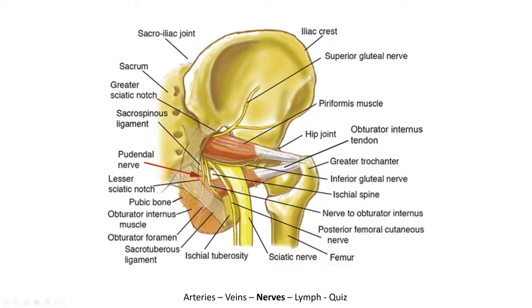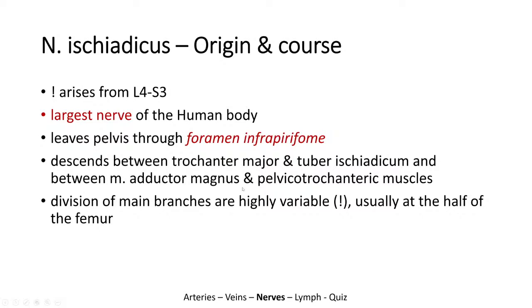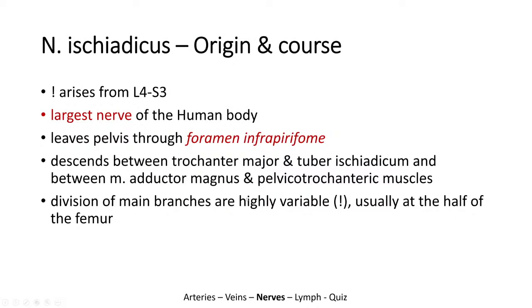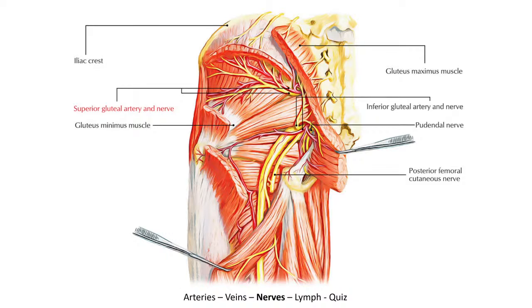So the sciatic nerve, level L4 to S3, is also important to know, and it will descend between trochanter major and tuber ischiadicum, and between musculus adductor magnus and the pelvicotrochanteric group. So trochanter major on this side, tuber ischiadicum on this side, then the pelvicotrochanteric group anteriorly, and behind it you will have the musculus adductor magnus. Now, it has two main branches. This is another view of the sciatic nerve.